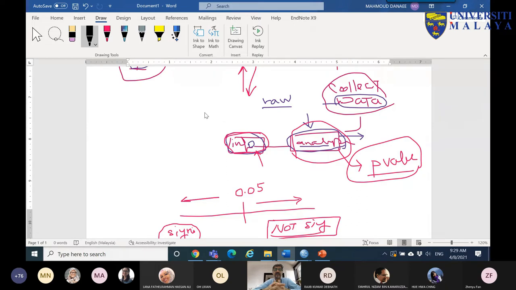The point is that when you are dealing with probability sampling, you can generalize your findings to the population. But when you are dealing with non-probability or non-random samples, you are not allowed to use the p-value and infer your results to the population. That's all. This is the core of my topic for this morning. Clear? All right, doctor, thank you.